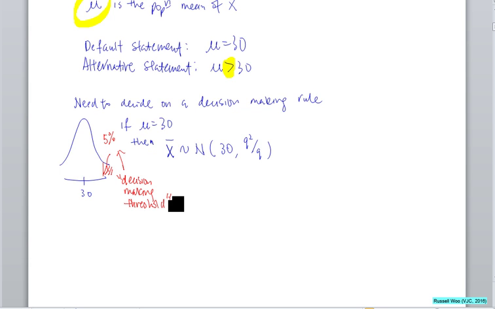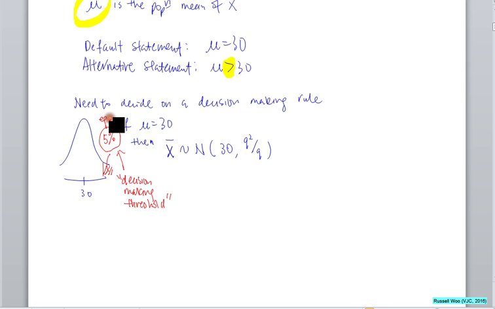What I mean is this: if I get my data here, then I say, okay, it's not so bad. I will get close to 30. Then I say the mean is 30. Now, if I get something extreme here, then cannot. Then I say the mean is greater than 30. So far, so good. This is decided by the person who conducts the test. I don't think it's difficult.